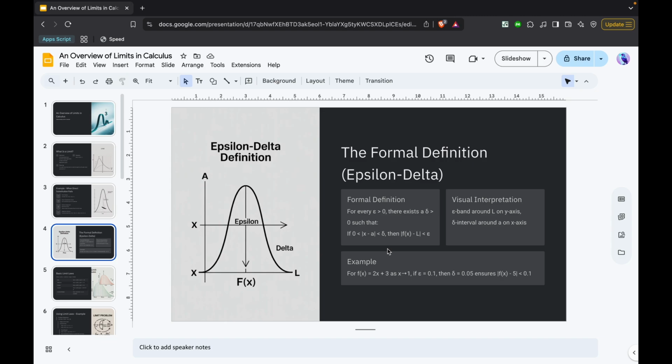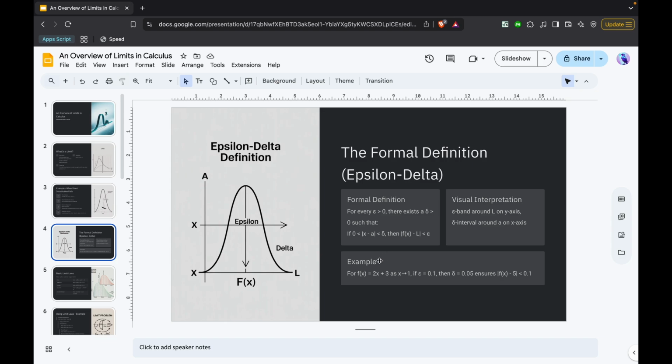This is the formal definition and it has ties to a lot of different things, and as I said earlier, we are going to cover this in another video, but much later in the series. For a visual interpretation, there is an epsilon band around L on the y-axis and a delta interval around A on the x-axis. Basically, on the y-axis there is a range where epsilon is, and on the x-axis there is a range where delta is.